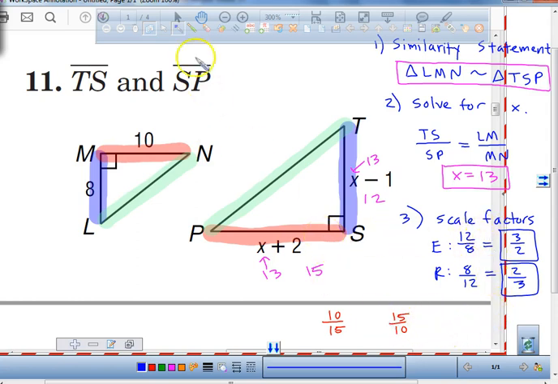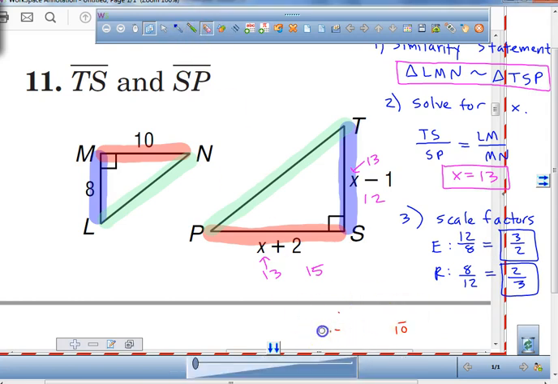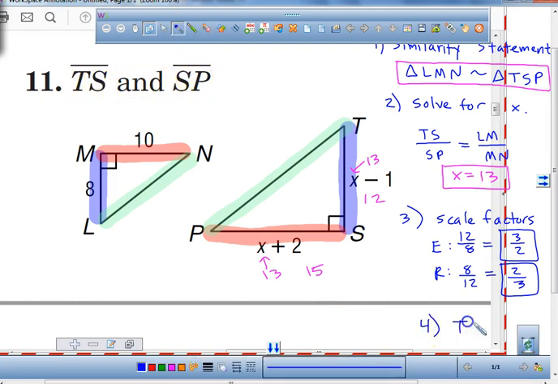And last but not least, what was the final thing you were asked to solve for? The distance from T to S and from S to P. So number 4, I'm going to label T S, and S P. From T to S was 12. From S to P was a total of 15. And those are your 4 answers that I was expecting you to be able to find.